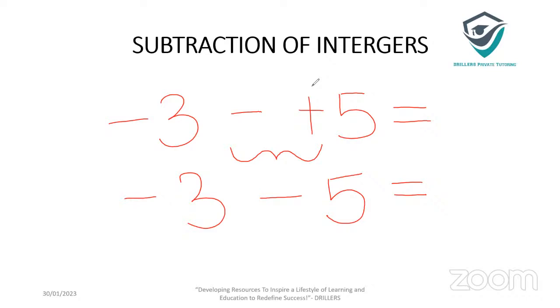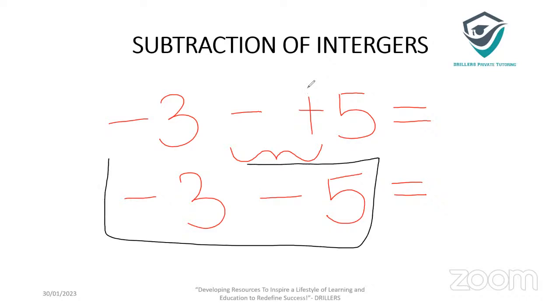So now we have the same sign. If we look at that second step, we have the same sign coming together. So the rule of same sign when it comes to addition and subtraction of integers is that we add the two numbers and keep the sign. So 3 add 5 gives us 8. And of course, we're going to keep that negative sign. So our answer is -8.